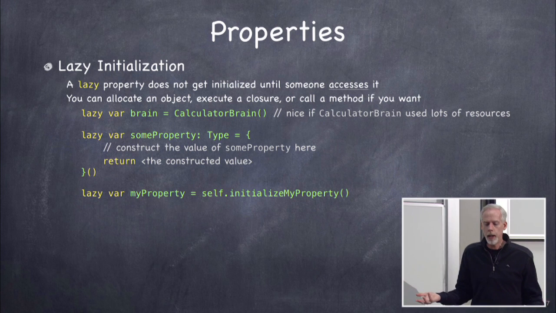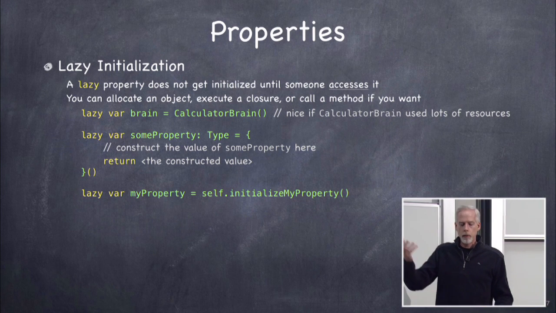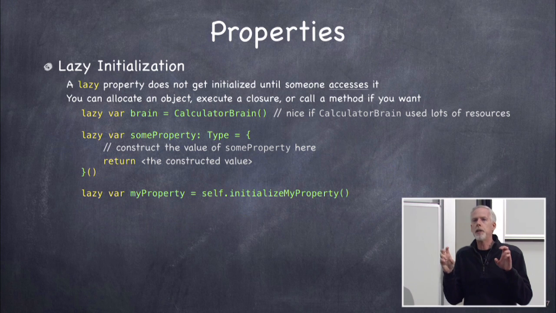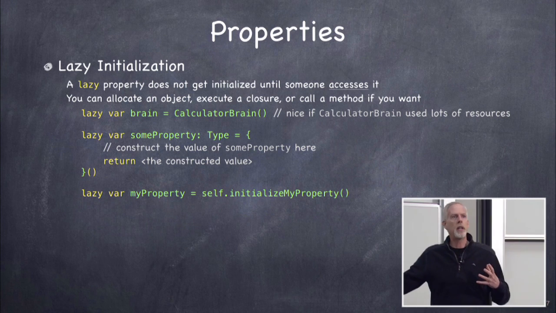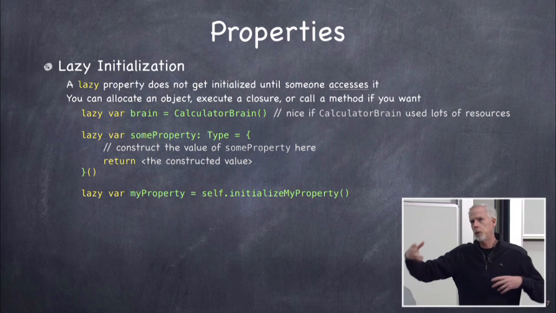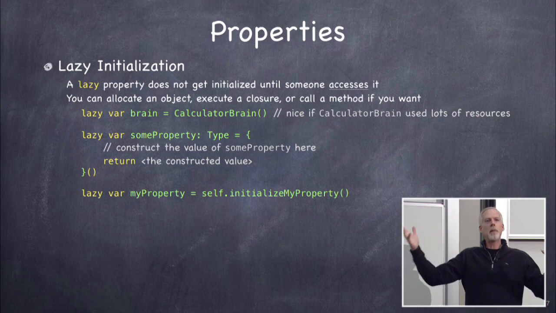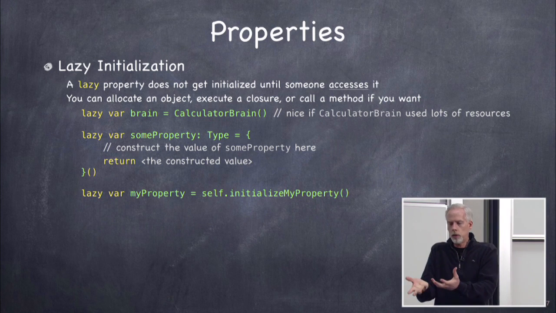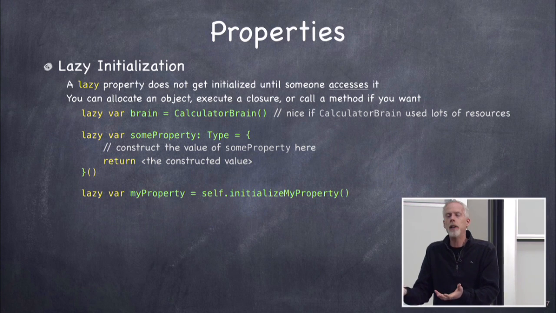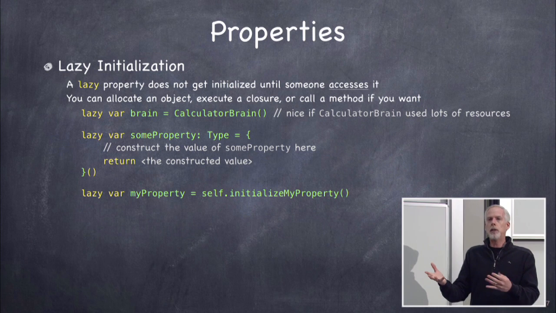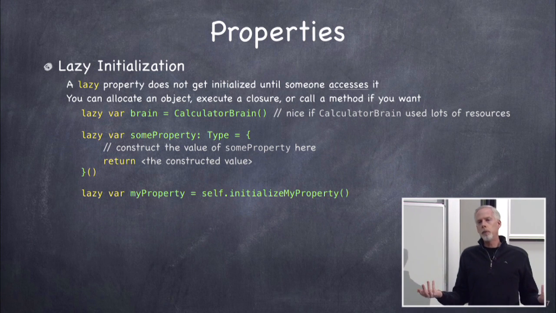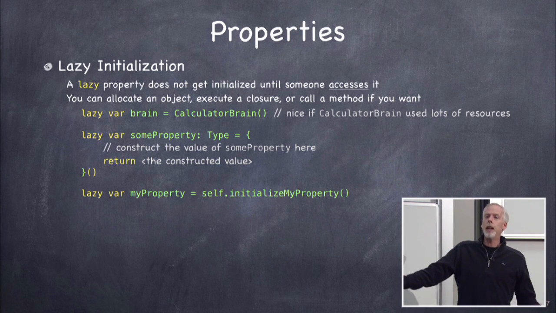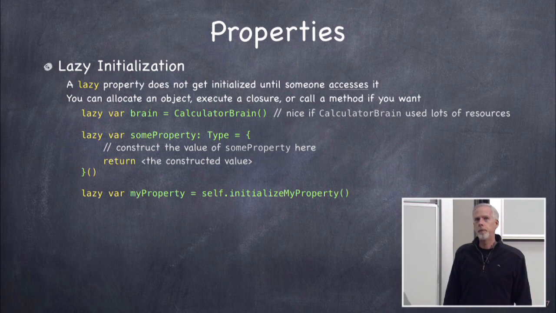Now, why do you want to be lazy? Well, one obvious reason is, like here, lazy var brain equals CalculatorBrain. What if our calculator brain was really expensive to create? What if it opened a network connection because it was going to share the calculations with the internet or something? It did something that's expensive. Well, you wouldn't want to do it until someone actually tried to access the brain, say by calling set operand on it or something. Then you would want to actually do the work to create it. So one reason to be lazy, it's not that important of a reason, it turns out, is to delay expensive operations.